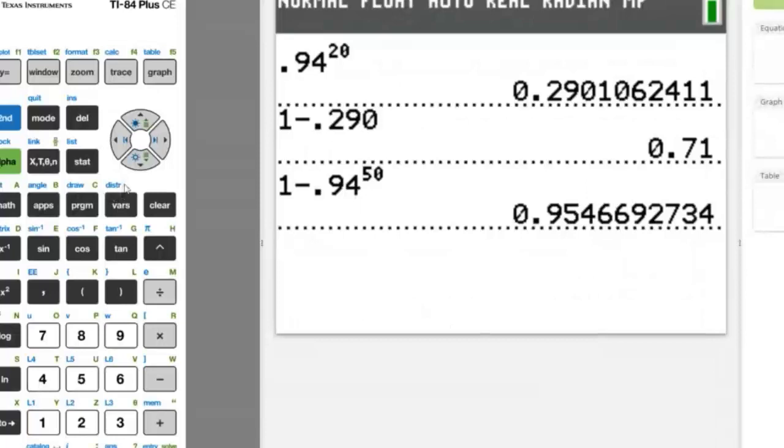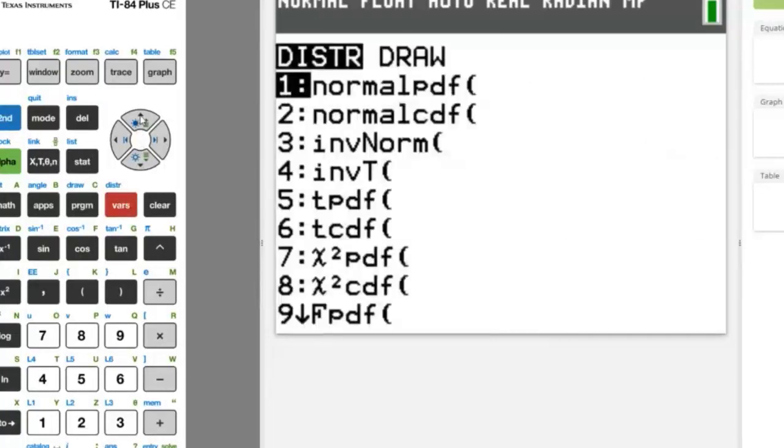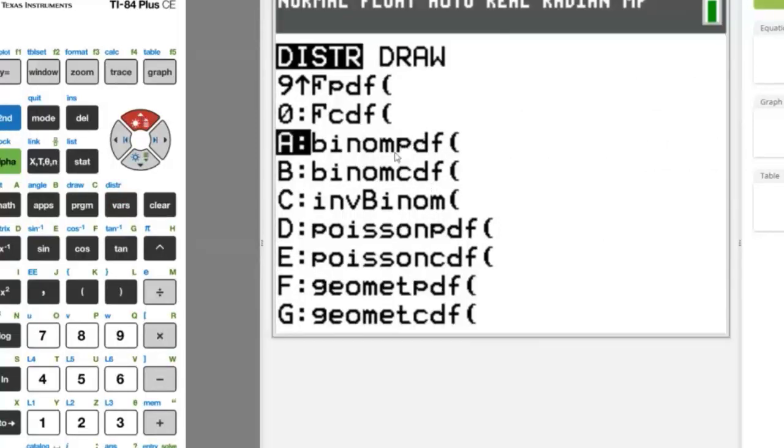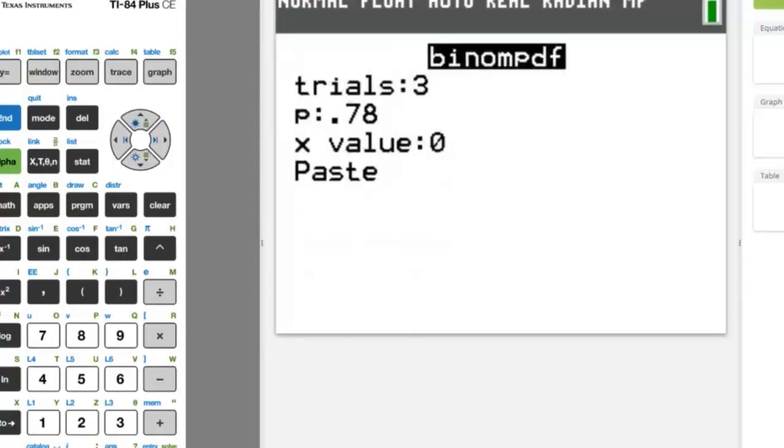The second function of vars is like the beginning of the word distribution. And I can go into second vars and scroll either up or down. It'll be quite a little ways to get to this binomial PDF with the P. See, there's one with a C. You'd want the one with the P. This will come up more in our next chapter.